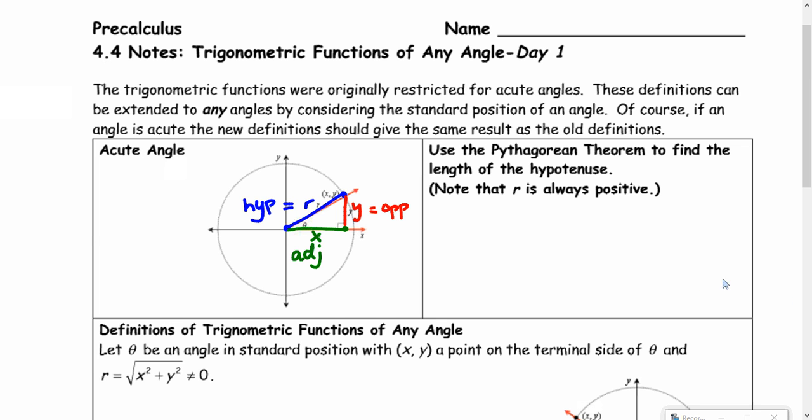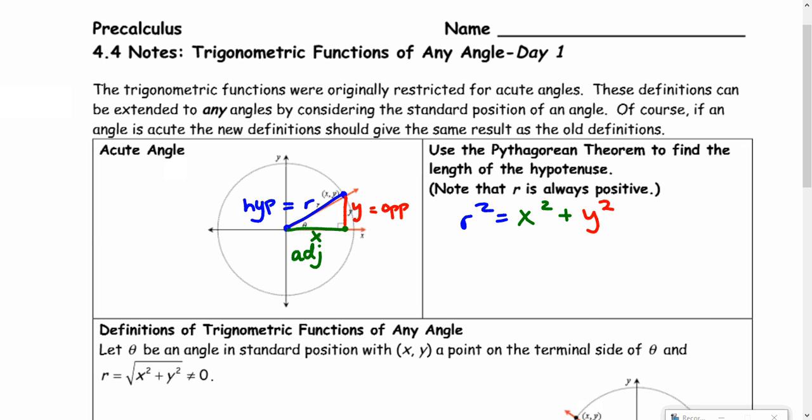So instead of the hypotenuse, we're going to start calling it r for radius. Instead of the adjacent, we'll call it x for the x value, and instead of the opposite, we'll call it y for the y value. So this says use the Pythagorean theorem to find the length of the hypotenuse. If I started out with my r squared, my r squared would be equal to x squared plus y squared, right?